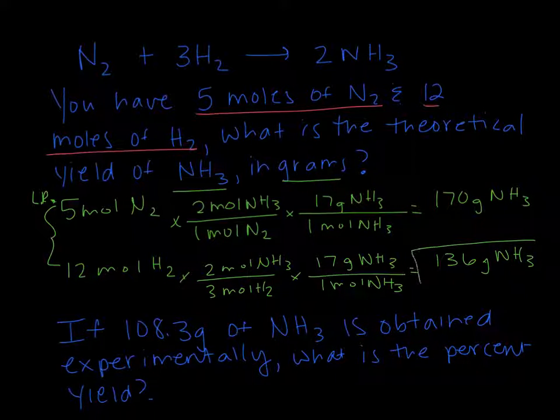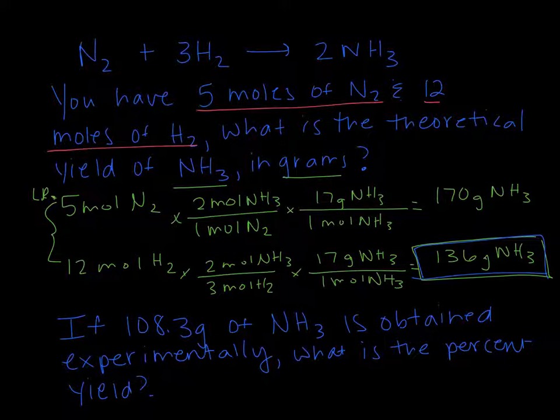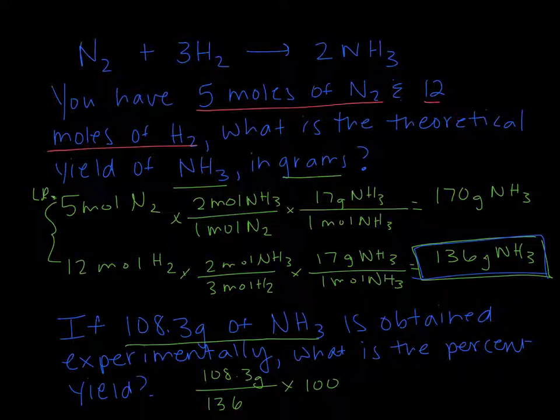So since this is a smaller amount, that's my answer, right? Once I've made 136 grams of NH3, there's no more hydrogen, and so that's the most that can be made. All right. So then down here at the bottom, I want to calculate the percent yield, and it looks like I've got 108.3 grams of ammonia that I got out of the lab. So I'm going to take 108.3 grams and divide by my theoretical yield, which was 136, and multiply by 100.